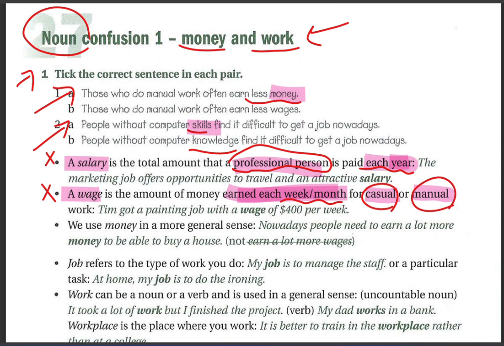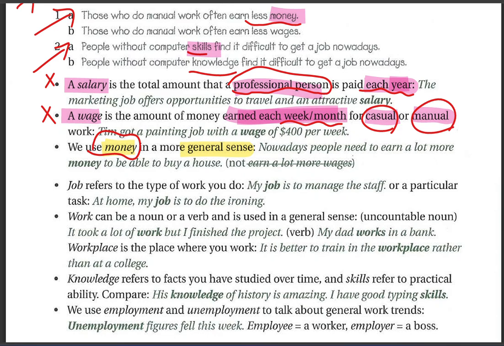So the next part, we use money in a more general sense. Nowadays, people need to earn a lot more money to be able to buy a house. So when you want to speak general about money, about something, we use money. Money is really general. Look at here, job. Job refers to the type of work you do. My job is to manage the stuff or a particular task. At home, my job is to do the ironing.